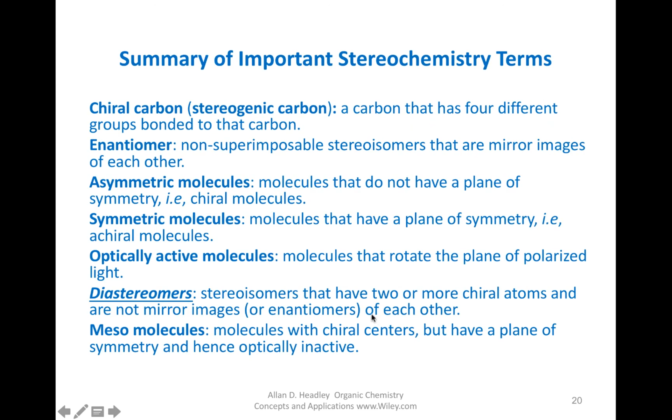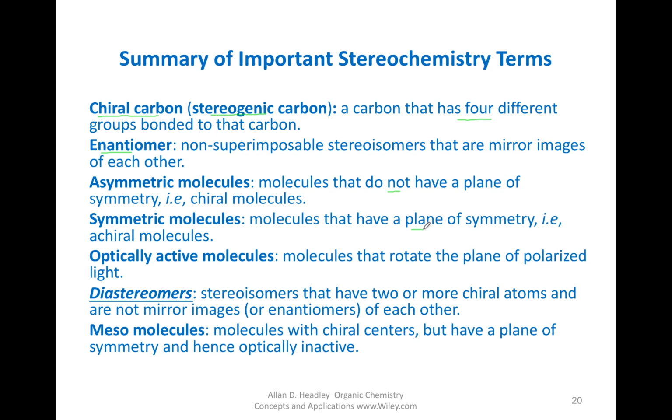Conclusion is just some slides here, some terms. So once again, chiral carbon, same as stereogenic carbon, has 4 different groups. Enantiomers, non-superimposable mirror images of each other. Asymmetric, that means that there is not a plane of symmetry. Symmetric molecules have a plane of symmetry and are achiral.